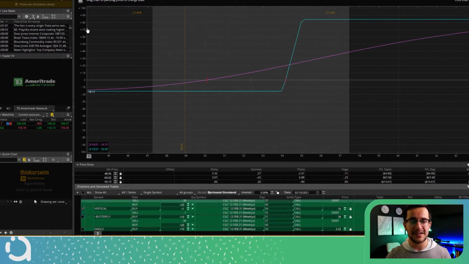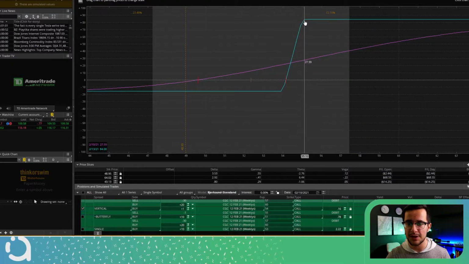Looking at the y-axis here, we can see what our max P&L is, what our max risk is, and where the 0 line is, or our break even, which is this thicker dotted line in the middle. So you can see that at expiration, our break even is at $54. And if the stock is above $54 at expiration, we're going to make money. And if it's below it, we're going to lose some money.